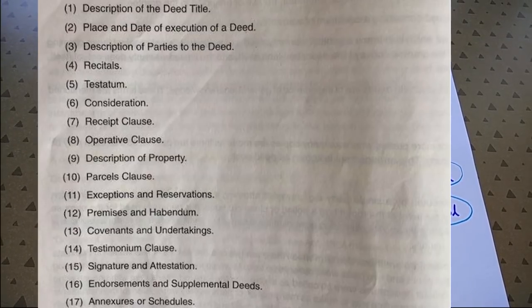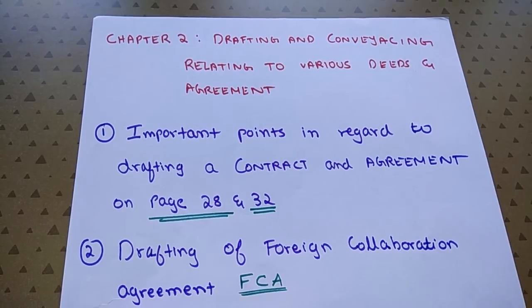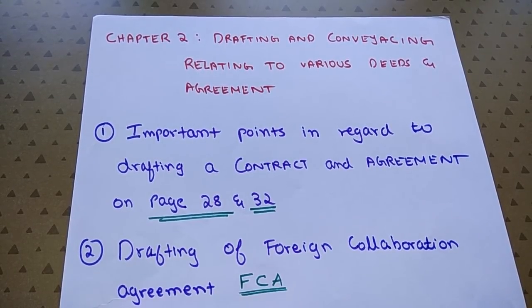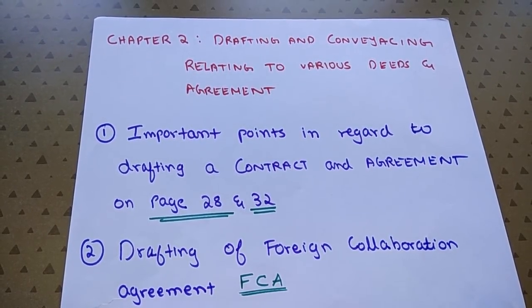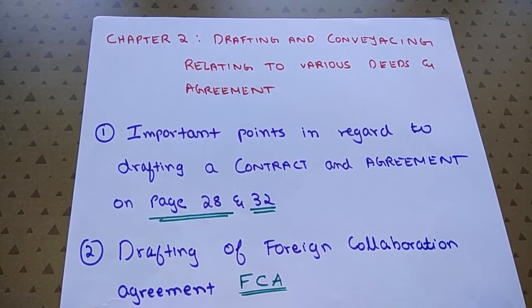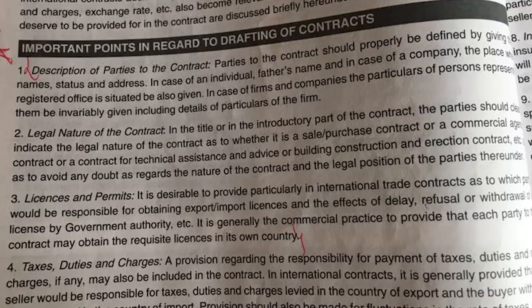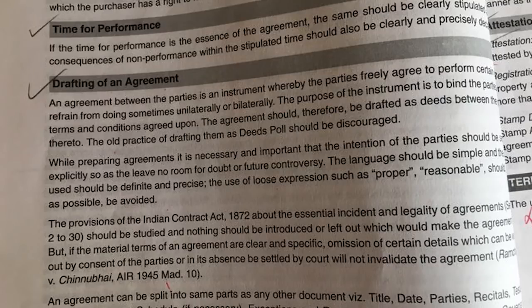You will be able to score well in drafts. Next is chapter 2. This is a vast and important chapter from where a lot of questions have been asked. In this chapter, just like how there were basic components of a deed in the previous chapter, on pages 28 and 32 of the text, additional points which have to be kept in mind while drafting a contract and an agreement are given. Please make a careful note of this.